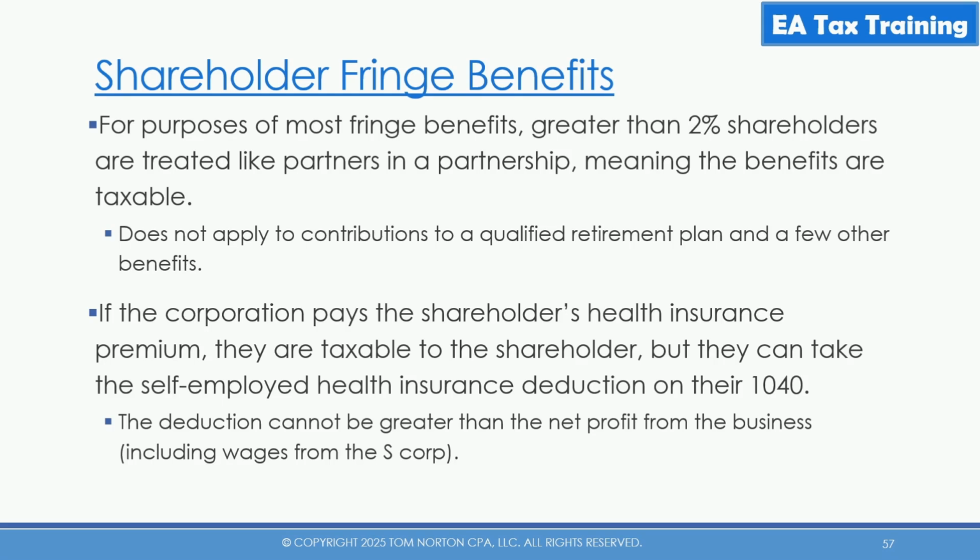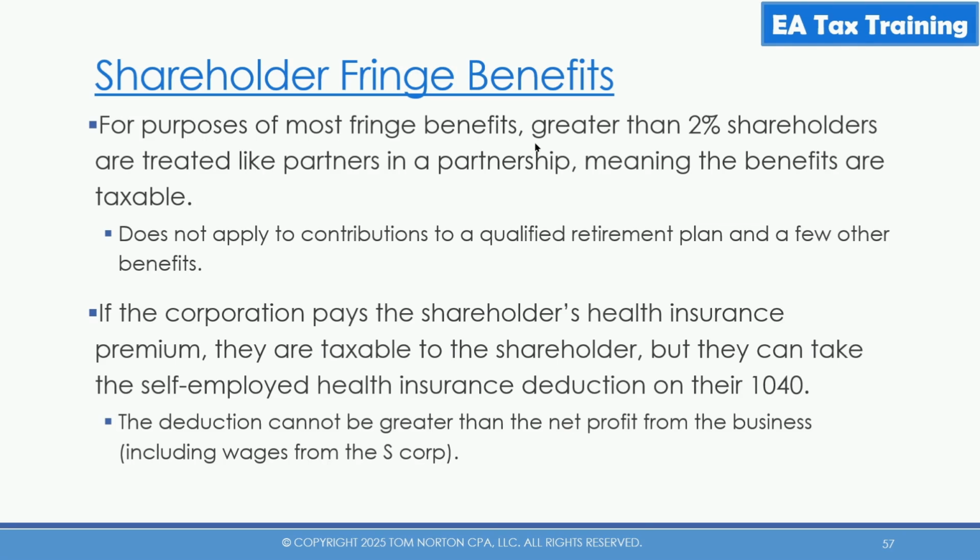Fringe benefits. So for purposes of most fringe benefits, a greater than 2% shareholder is going to be treated like a partner in a partnership, meaning the benefits are taxable. And you will want to know that greater than 2% shareholder rule. So if you are a greater than 2% shareholder, you are treated as a partner in a partnership for fringe benefit purposes and for some other purposes in the tax law. And so those fringe benefits will generally be taxable to you.